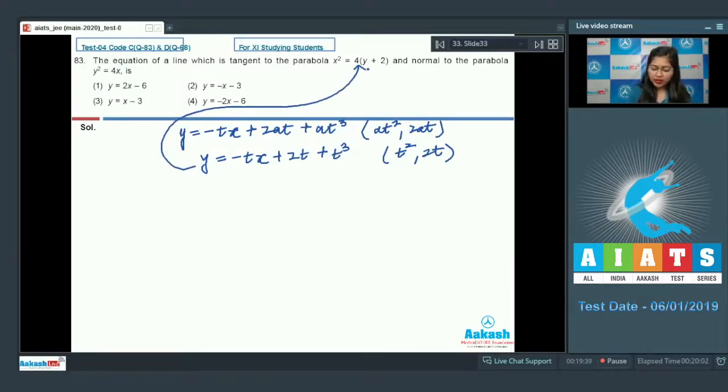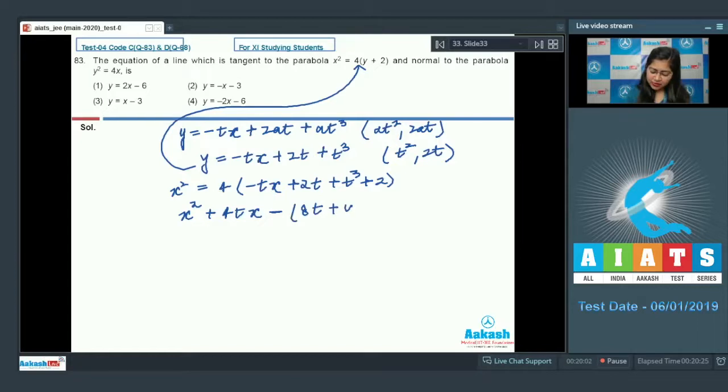Therefore, putting y equal to this, we will get x square equal to 4 times y plus 2, that is minus tx plus 2t plus t cube plus 2. Now we will make quadratic in x, that is x square plus 4tx minus 8t plus 4t cube plus 8 is equal to 0. Now this will give us discriminant D equal to 0 because it is a tangent to this parabola, so it will be intersecting it at only one point.